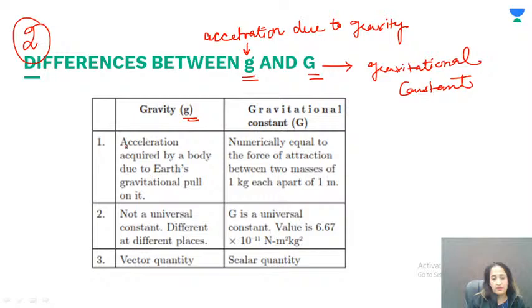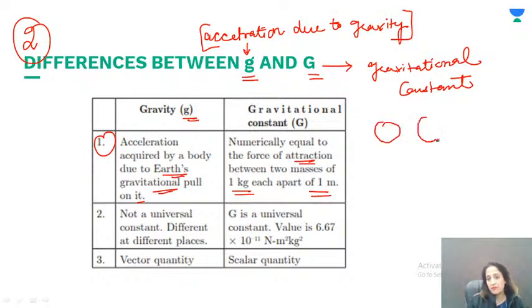Small g is the acceleration acquired by a body due to Earth's gravitational pull, and that is what I said. It is gravitational acceleration due to gravity. And capital G is numerically equal to the force of attraction, the gravitational force between two masses which are 1 kilogram each, and they have their distance of 1 meter. Okay, so this is what we say G is.